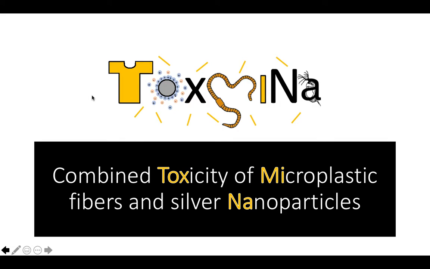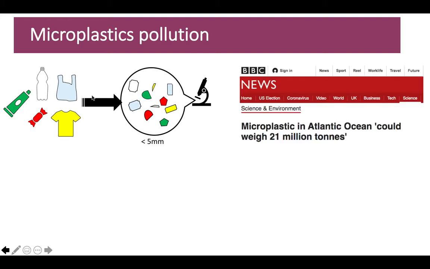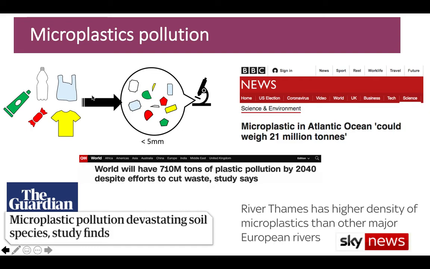For the past 2 years, I've been working on a project called ToxMina, the combined toxicity of microplastic fibers and silver nanoparticles. So here today I will present some results we obtained in this project. Microplastics are generated by the breakdown of large plastic items, and they are defined as particles having less than 5 millimeters. They have gained a lot of public attention lately because they are being found in oceans, lands, and freshwater systems, so they have really become a worldwide problem.